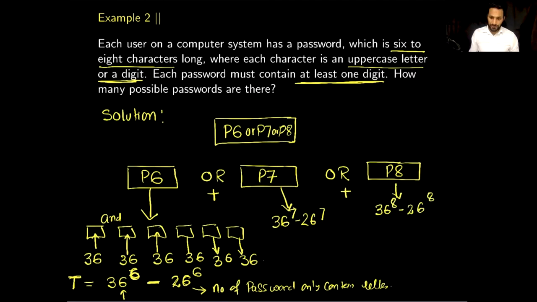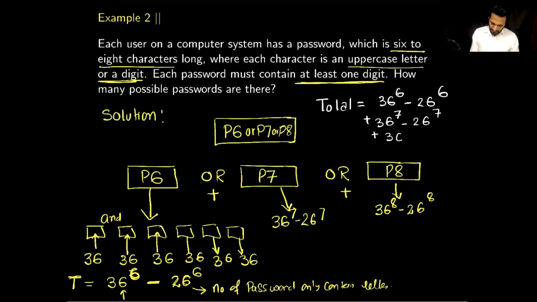Therefore, if I now use the addition rule, I can calculate the total number of passwords. Our total number of passwords will be 36 to the power 6 minus 26 to the power 6, plus 36 to the power 7 minus 26 to the power 7, plus 36 to the power 8 minus 26 to the power 8.